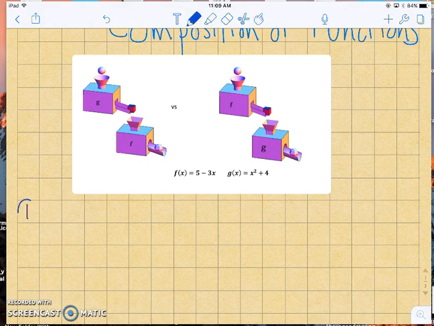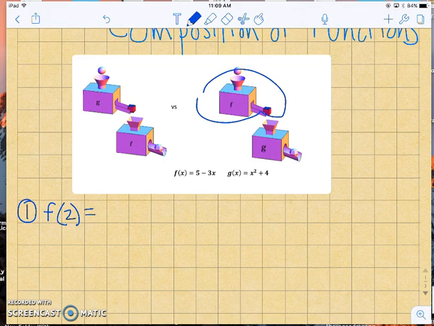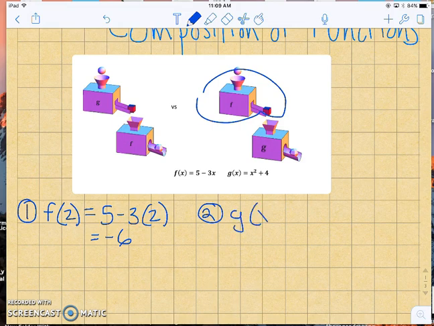So let's take a look at f of 2. Well, you've done that before. All we do is, in the f machine, if we look at this top one over here, we're taking this machine and dropping in a 2. So it becomes 5 minus 3 times 2, which we know is negative 1. And we could drop a number in the g machine too. If we had to find g of 3, you would drop that in and say 3 squared plus 4. So we have 13.